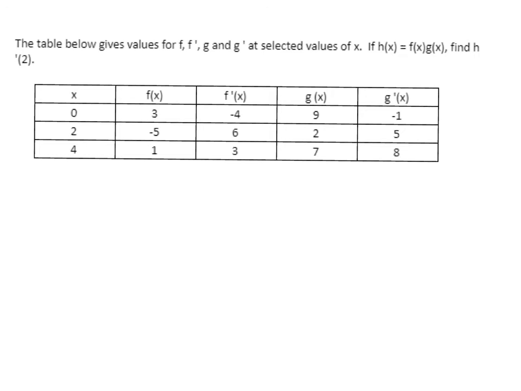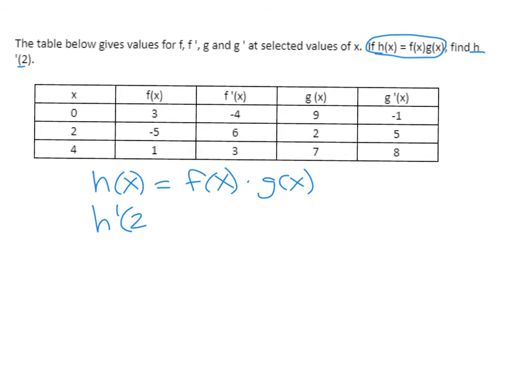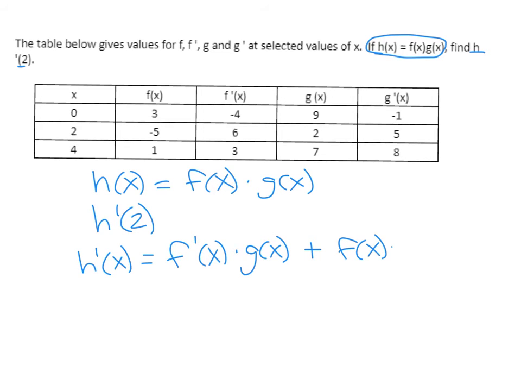Okay, so now here is stuff you see on the AP test. So it's giving you that h is f times g, and it wants you to find h prime of 2. So we have h of x equals f of x times g of x. And it wants us to find h prime of 2. So we need to find h prime of x. What is h prime of x equal to? Well, it's just a product rule, right? It's f prime times g, derivative of the first times the second, plus the first derivative of the second.